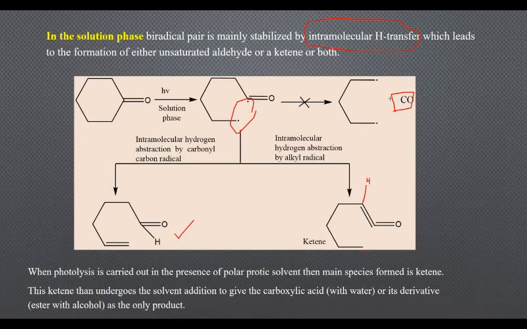This ketene will react with water or alcohol or ammonia, with whatever solvent is present here. With water it will form carboxylic acid, with alcohol it will form ester, and with ammonia or a derivative of ammonia, that is primary or secondary amine, it will form amide or substituted amide.